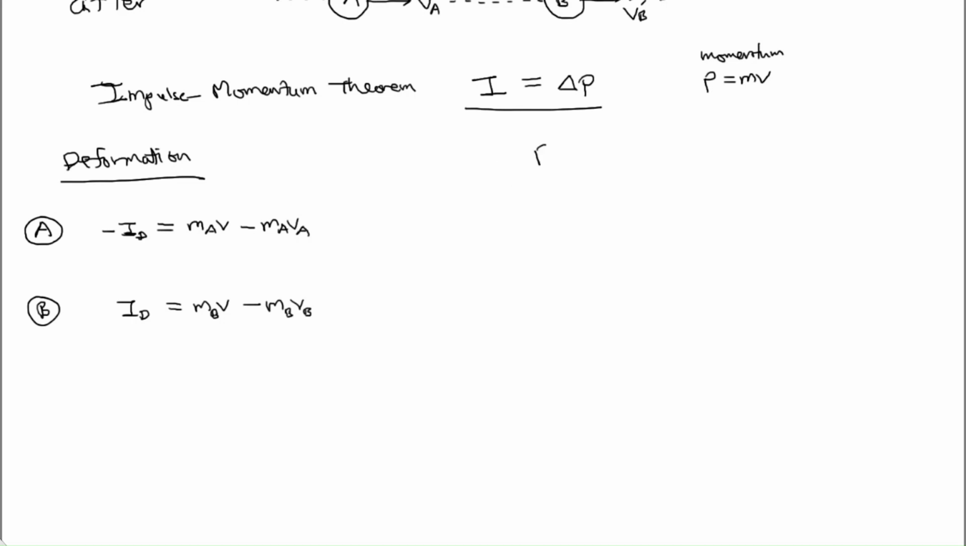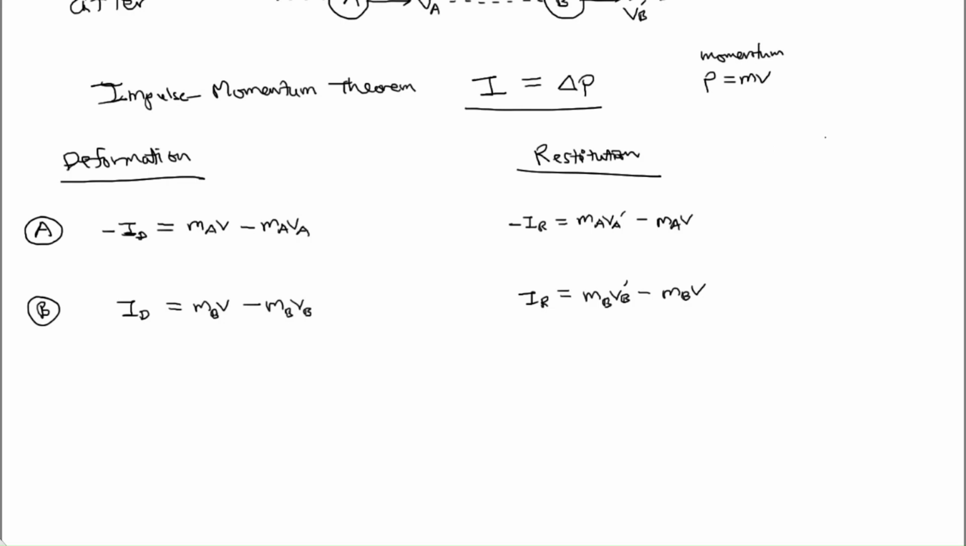All right, now let's do the same thing for the restitution phase. For object A, it receives impulse negative I sub r. Its final momentum is m sub a v sub a prime, minus its momentum at the beginning of the restitution phase, m sub a v. In other words, that common velocity v. Likewise, for object B, I sub r equals m sub b v sub b prime minus m sub b v.